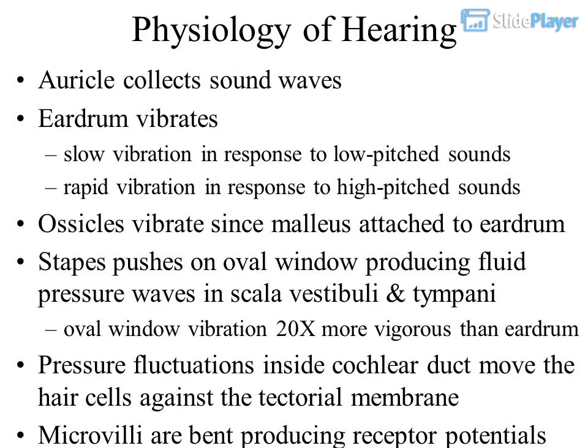Physiology of hearing. The auricle collects sound waves and the eardrum vibrates. Slow vibration occurs in response to low-pitched sounds, and rapid vibration in response to high-pitched sounds. The ossicles vibrate since the malleus is attached to the eardrum. The stapes pushes on the oval window, producing fluid pressure waves in the scala vestibuli and tympani. Oval window vibration is 20 times more vigorous than the eardrum. Pressure fluctuations inside the cochlear duct move the hair cells against the tectorial membrane. Microvilli are bent, producing receptor potentials.